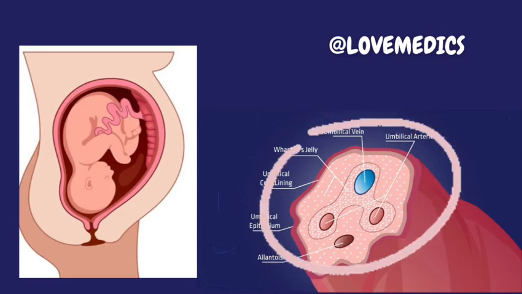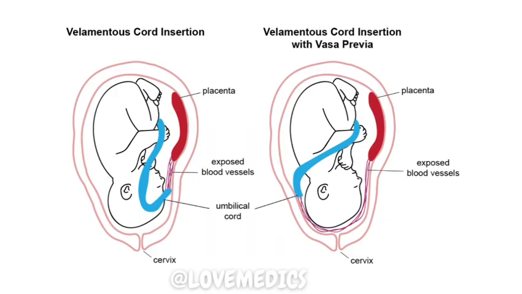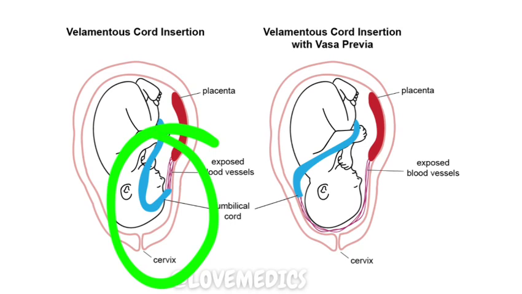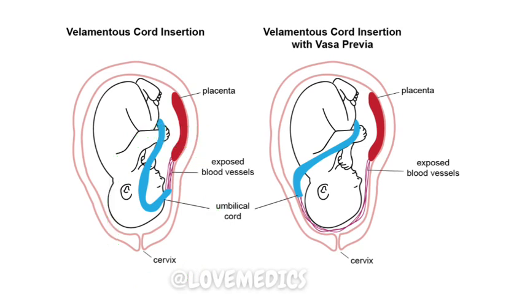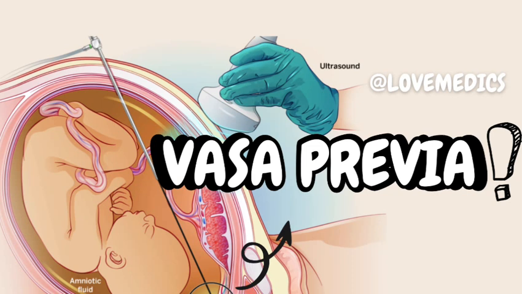Normally, the fetal vessels are enclosed within the umbilical cord and cushioned by the Wharton's jelly, and it safely reaches the placenta. In some conditions, the fetal vessels leave the umbilical cord early and pass through the membrane and reach the placenta. If those fetal vessels cross the internal os, that is called Vasa Previa.